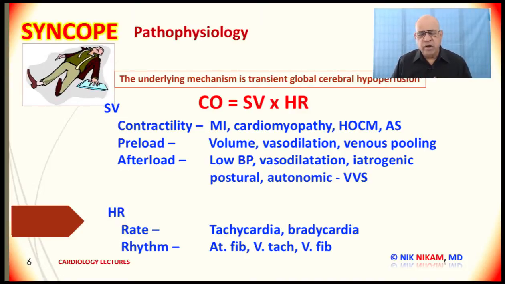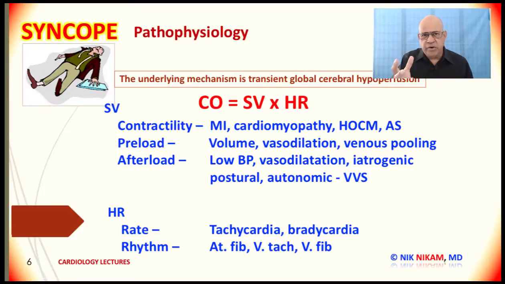Okay, let's look at what is cardiac output. Cardiac output is equal to stroke volume, that is the amount of blood the heart is pumping with each heartbeat, multiplied by the heart rate. Any one of the parameters that alter the stroke volume or the heart rate can result in syncope. If you further look into what are the things that contribute to the stroke volume, we have the contractility of the left ventricle. That is the pumping efficiency of the left ventricle.